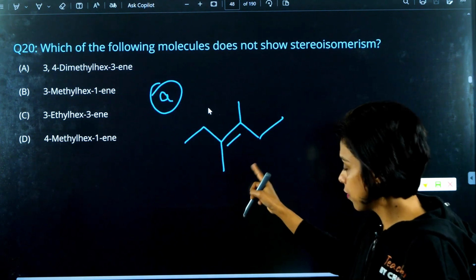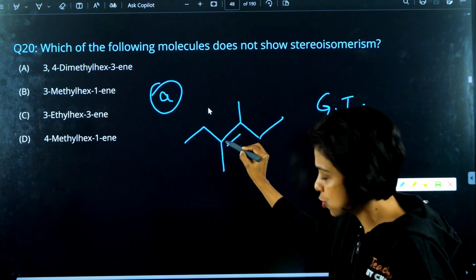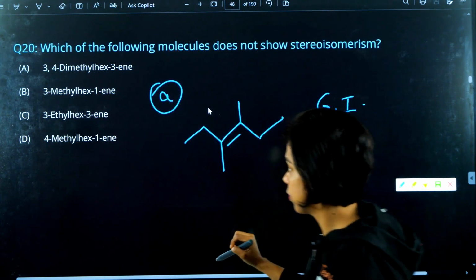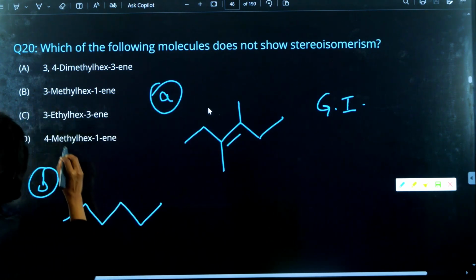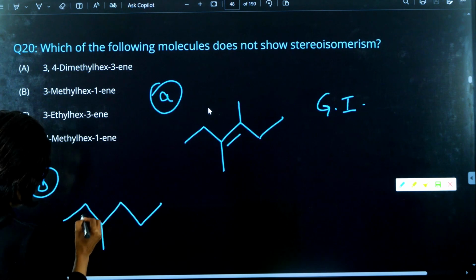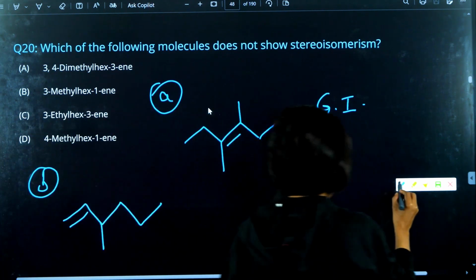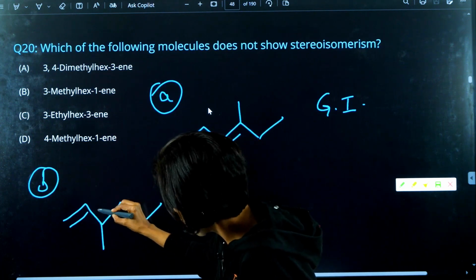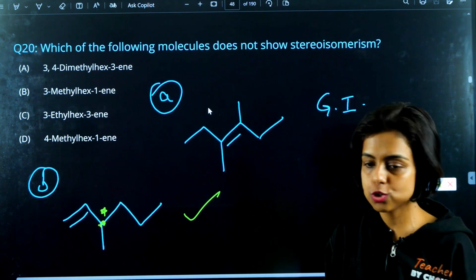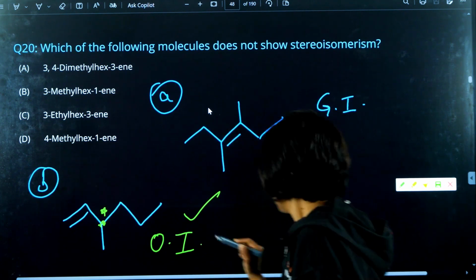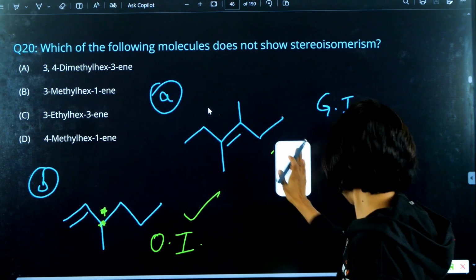So of course it will show geometrical isomerism. You can see here a double bond is there, and the groups attached to the same carbon of the double bond are different. It will show geometrical isomerism. Let's make the B part. 3 methyl, 1, 2, 3 methyl. Yes. Will it show geometrical isomerism? No, it will not show geometrical isomerism, but it can show optical isomerism because there is a chiral carbon here. So it can show stereoisomerism, optical isomerism. Now the third part, let's check the C option.